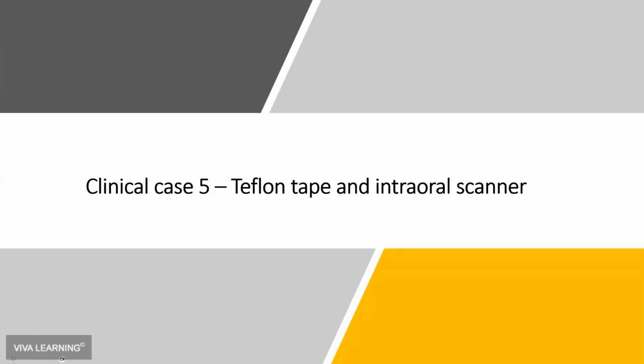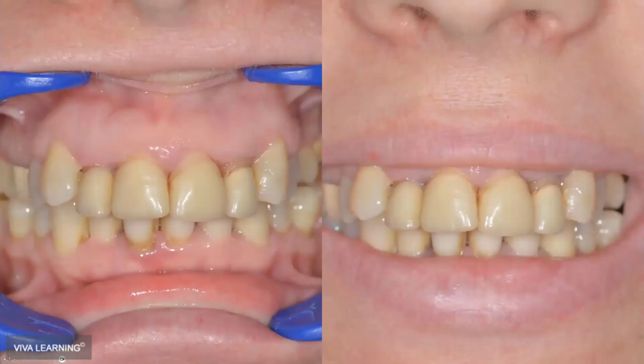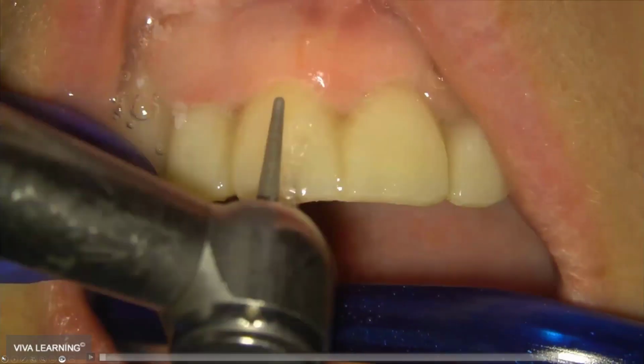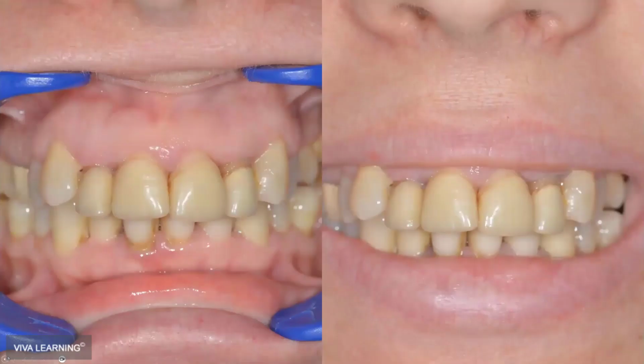Another interesting way that I find, and it's very helpful for me when I scan, is to use Teflon tape to be able to, let me go back a little bit, to be able to replace the first cord. So in this case, this patient had some old composite veneers that need to be changed. There are some more than 10 years old veneers.